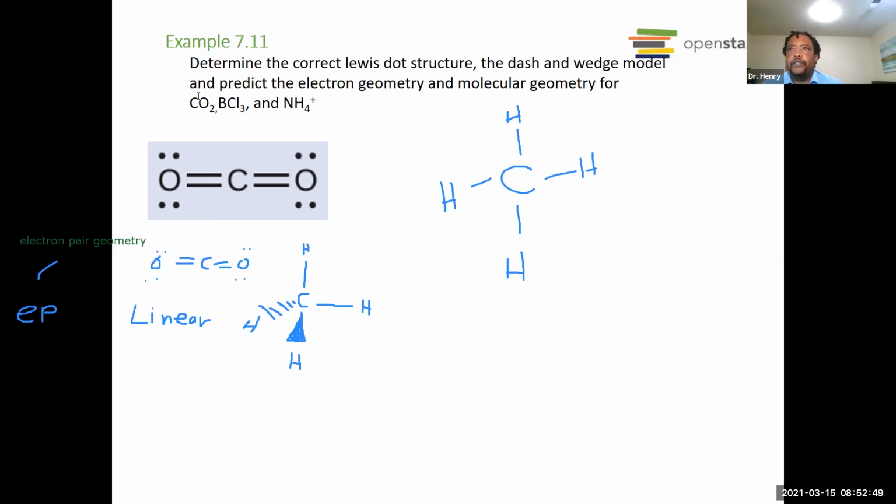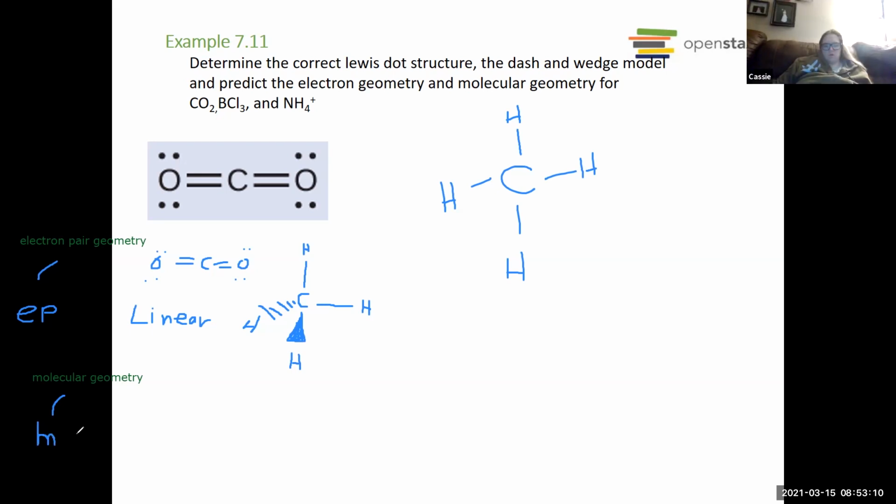And then for molecular geometry, MG. It's also going to be linear.